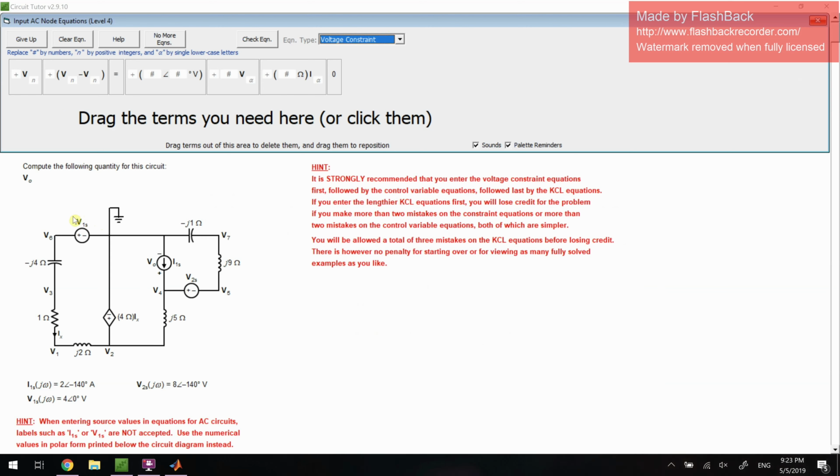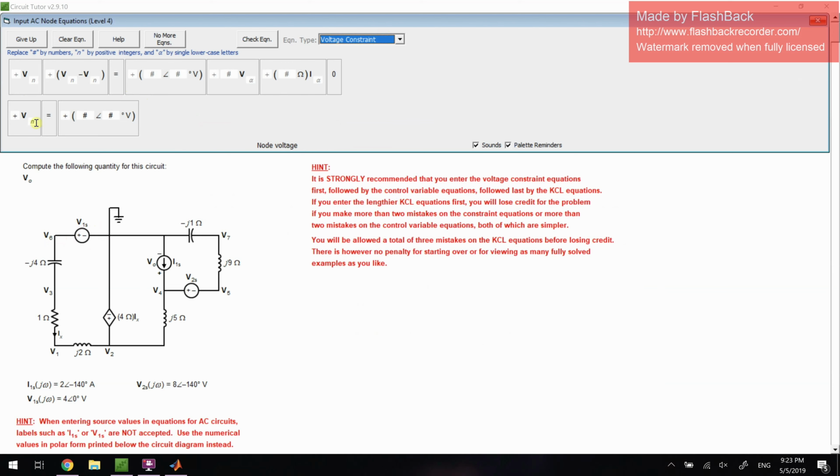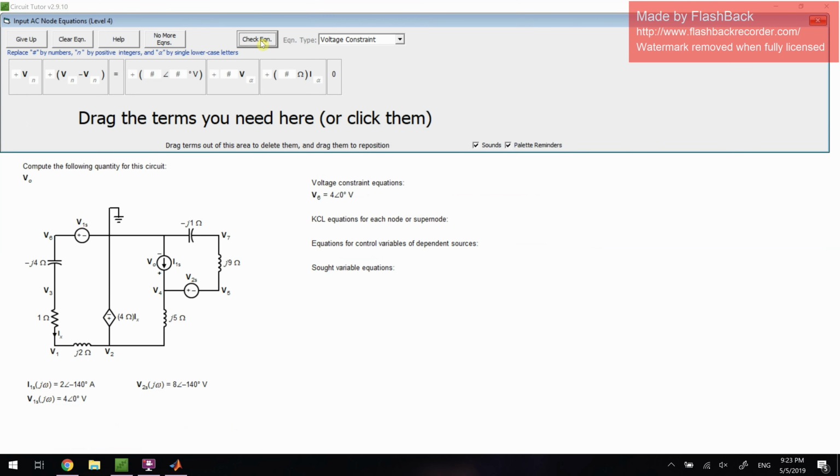So the first thing we do is voltage constraints. I'm going to start with the V1S voltage supply. On the positive end we have V6 and on the negative end we have the ground. So we can define V6 minus 0, which is just V6, as the definition of V1S, which is given underneath the circuit diagram. So we check this equation, it's great.